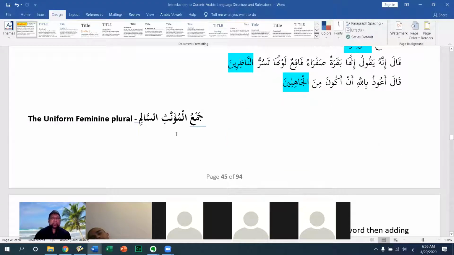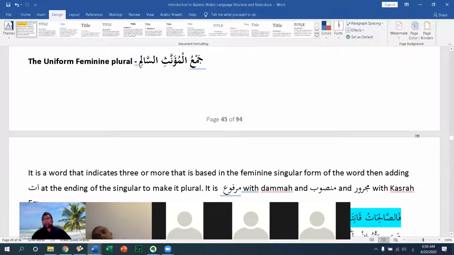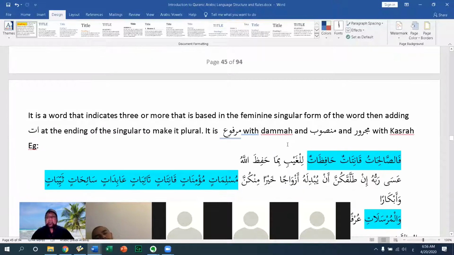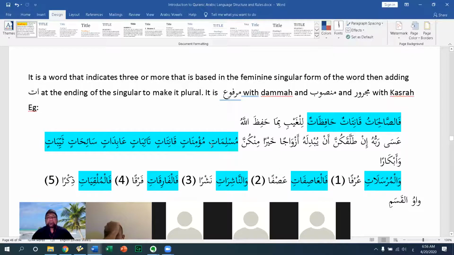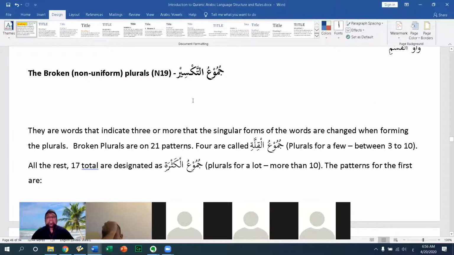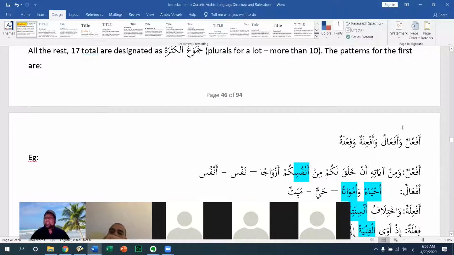That's what you remember. Jama al-mu'annath salim is a feminine word that becomes plural by adding alif and ta. It's marfu'un with dhamma and mansubun and majrurun with kasra. Jam' taksir, there are plenty of them. All you have to remember is that they don't follow a uniform pattern. They are broken patterns. You will memorize each one as you learn them.